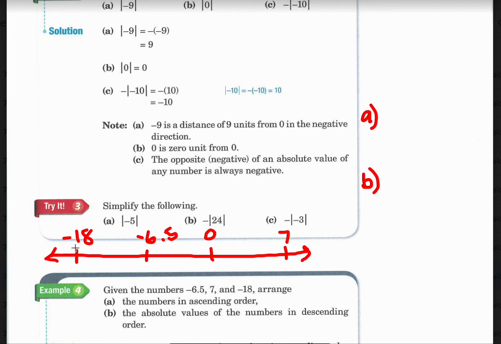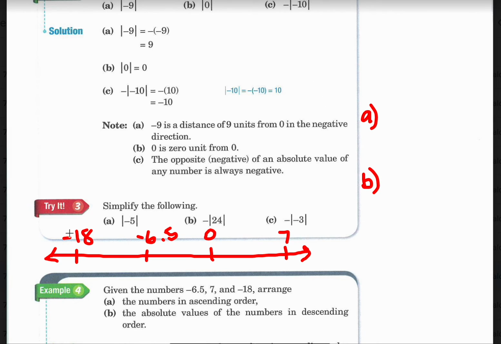So this is just letting me know where the numbers are on the number line. Remember, negative 18 is going to be less than negative 6.5 because owing someone $18 means you're way poorer than the person that only owes someone $6.50. And obviously the person with $7 is the richest because they actually have money. Okay, so part A, arrange the numbers in ascending order. Ascending order is from least to greatest, going from smallest to biggest.